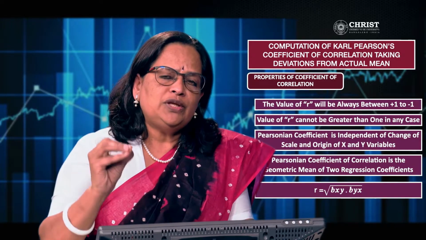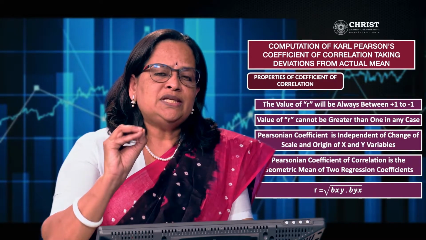Now Pearsonian coefficient of correlation is the geometric mean of two regression coefficients. So that means r is equal to root of bxy into byx. So this will be useful when we are learning regression coefficient. If you know the regression coefficient values, we can get the correlation coefficient value. So this is an important property of correlation coefficient.